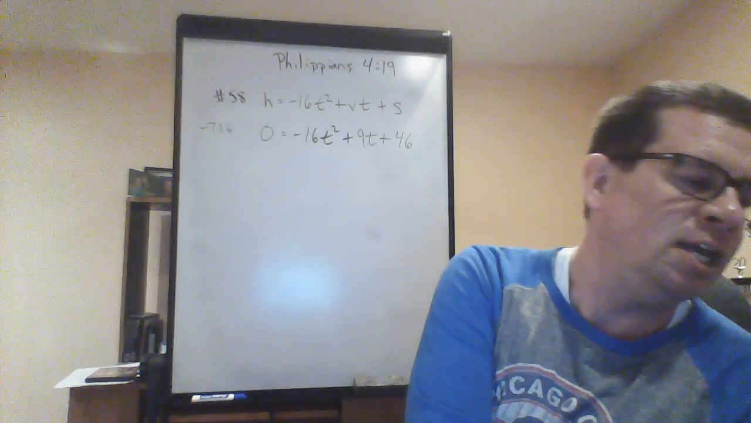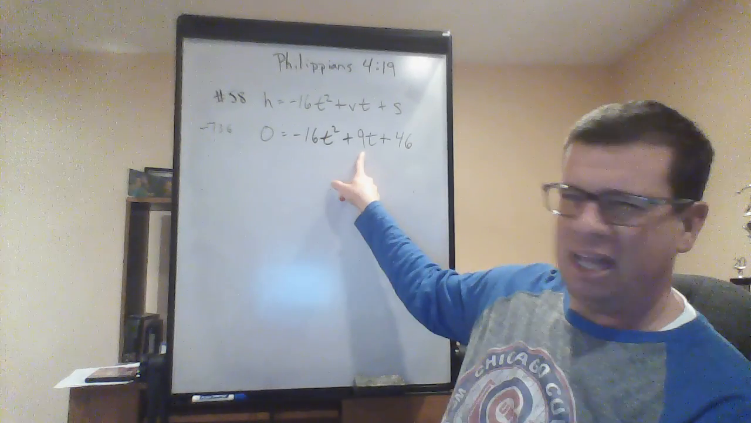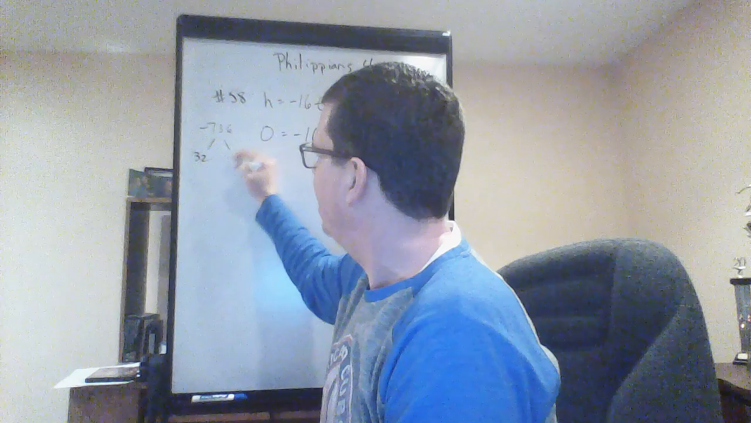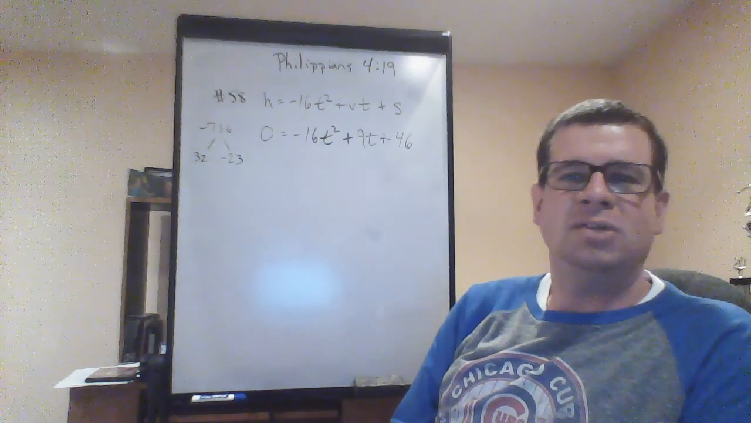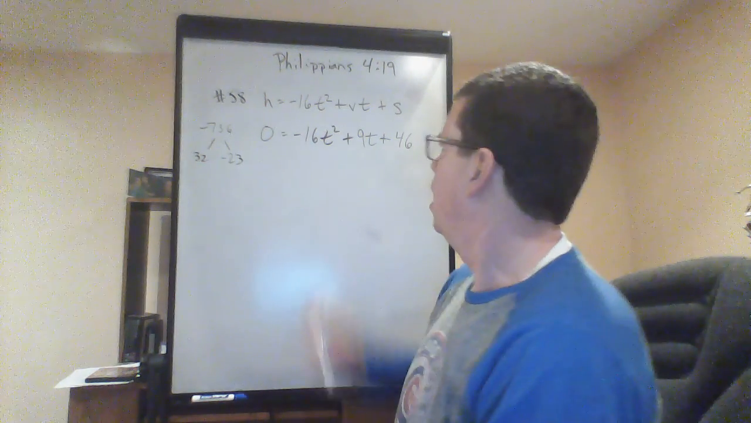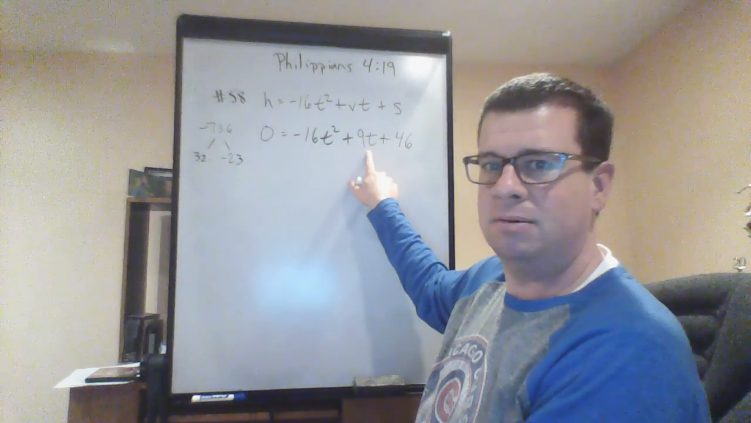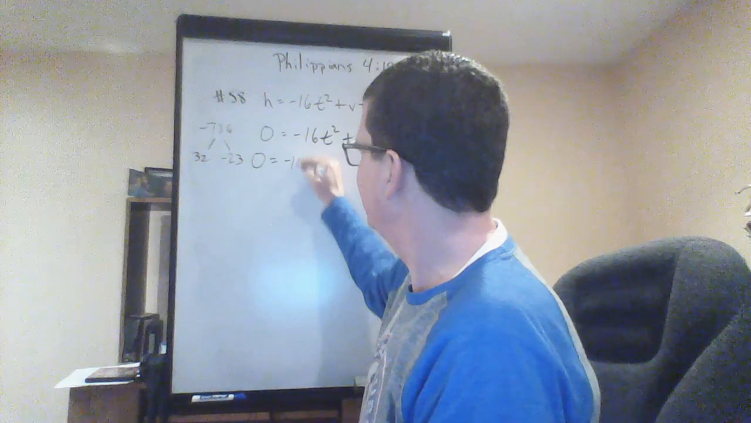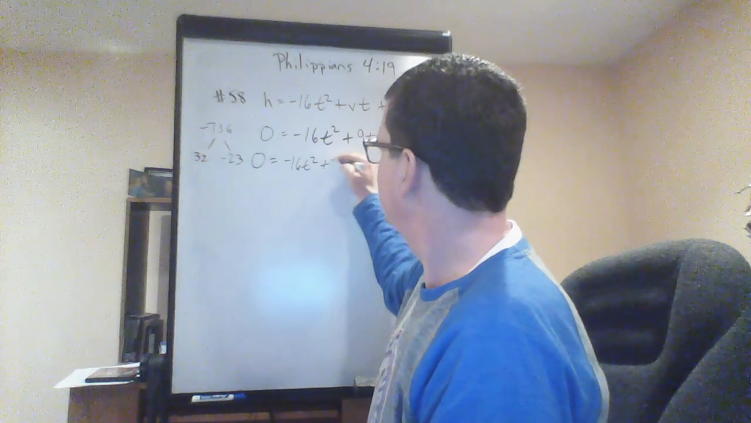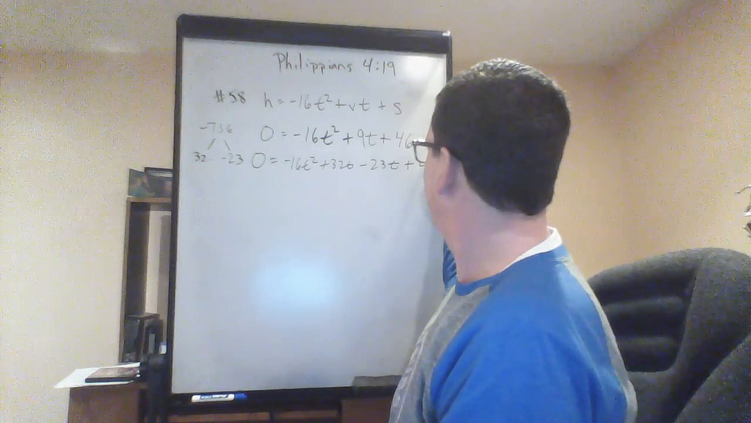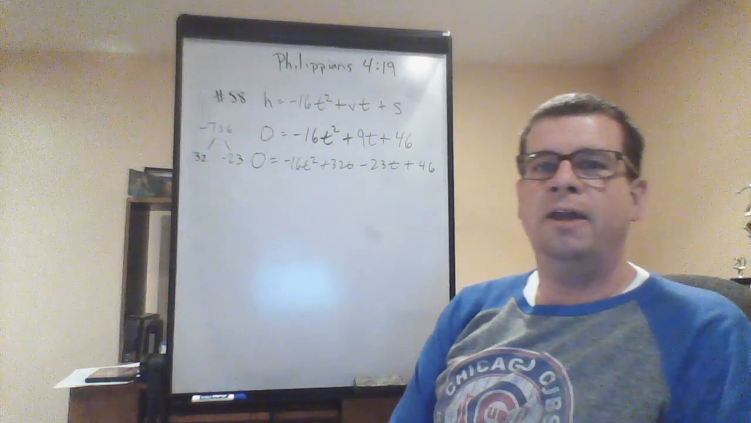So what did I say? 23 and 32, and we want them to add together to positive 9. So that means I'm going to need the 32 to be positive and the 23 to be negative. So I'm looking at positive 32 and negative 23. All right, so here we go. I'm going to uncombine like terms here. So this becomes 0 equals negative 16t squared plus 32t minus 23t plus 46.